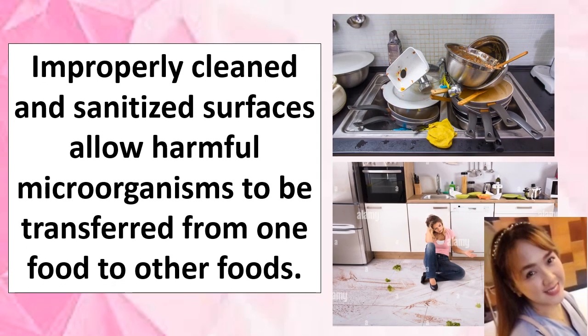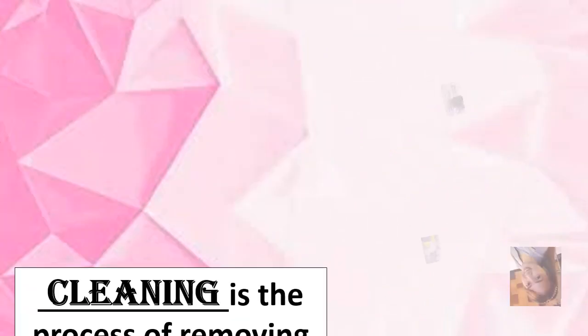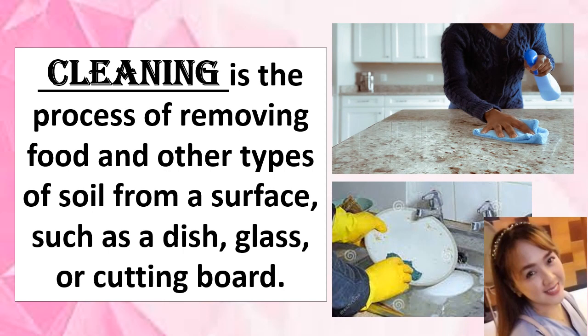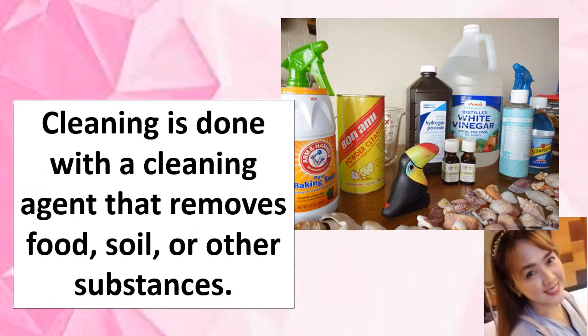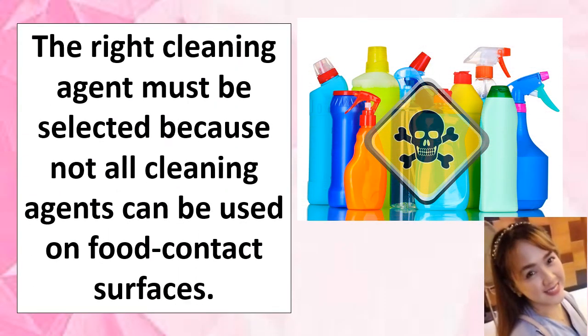Improperly cleaned and sanitized surfaces allow harmful microorganisms to be transferred from one food to other foods. Cleaning is the process of removing food and other types of soil from a surface such as a dish, glass, or cutting board. Cleaning is done with a cleaning agent that removes food, soil, or other substances. The right cleaning agent must be selected because not all cleaning agents can be used on food contact surfaces.